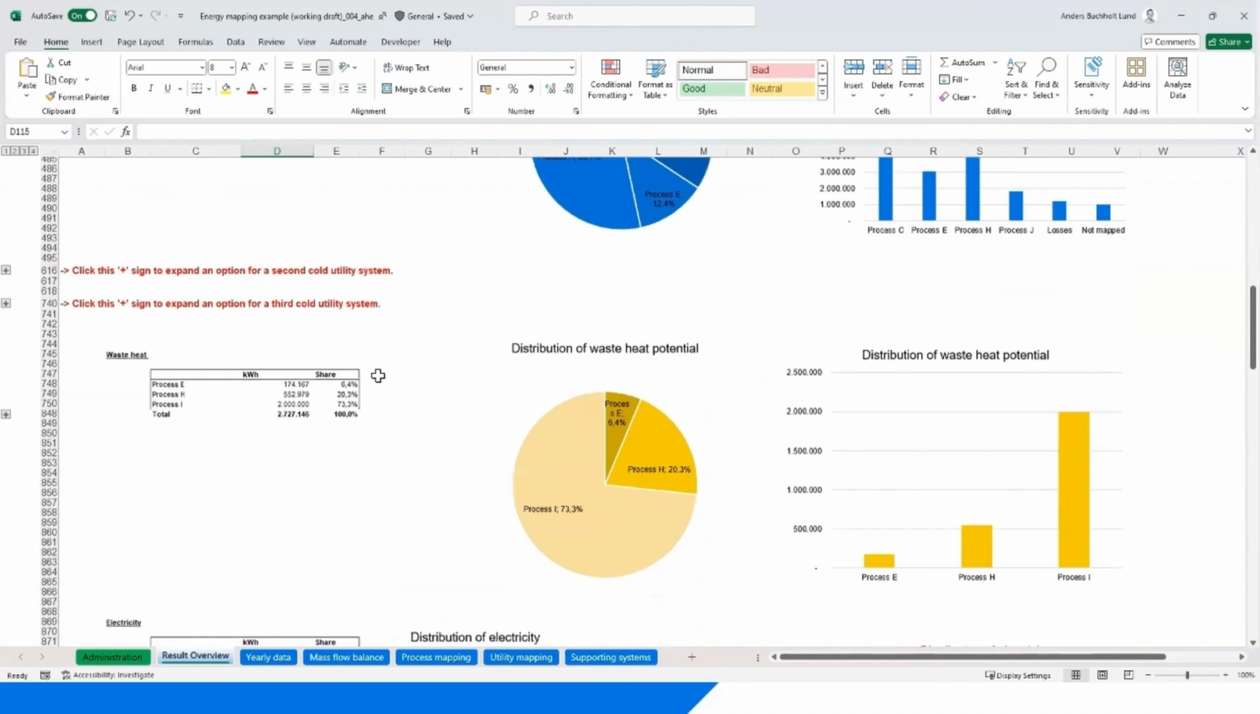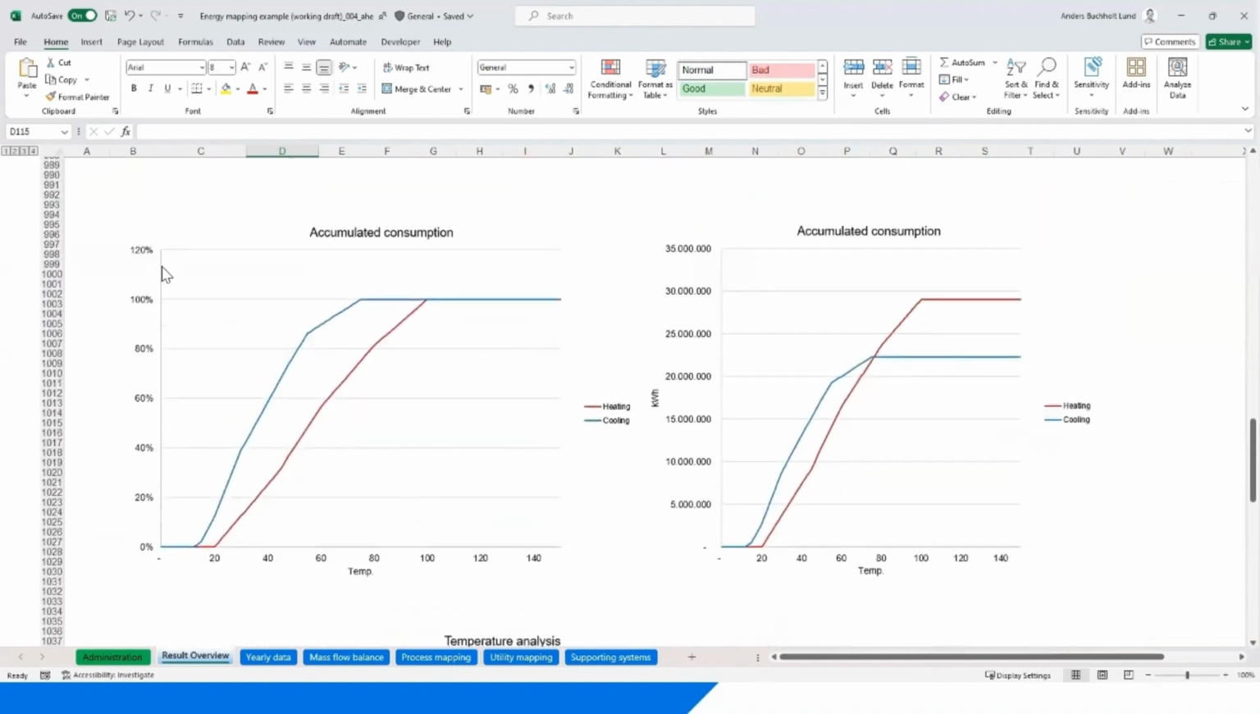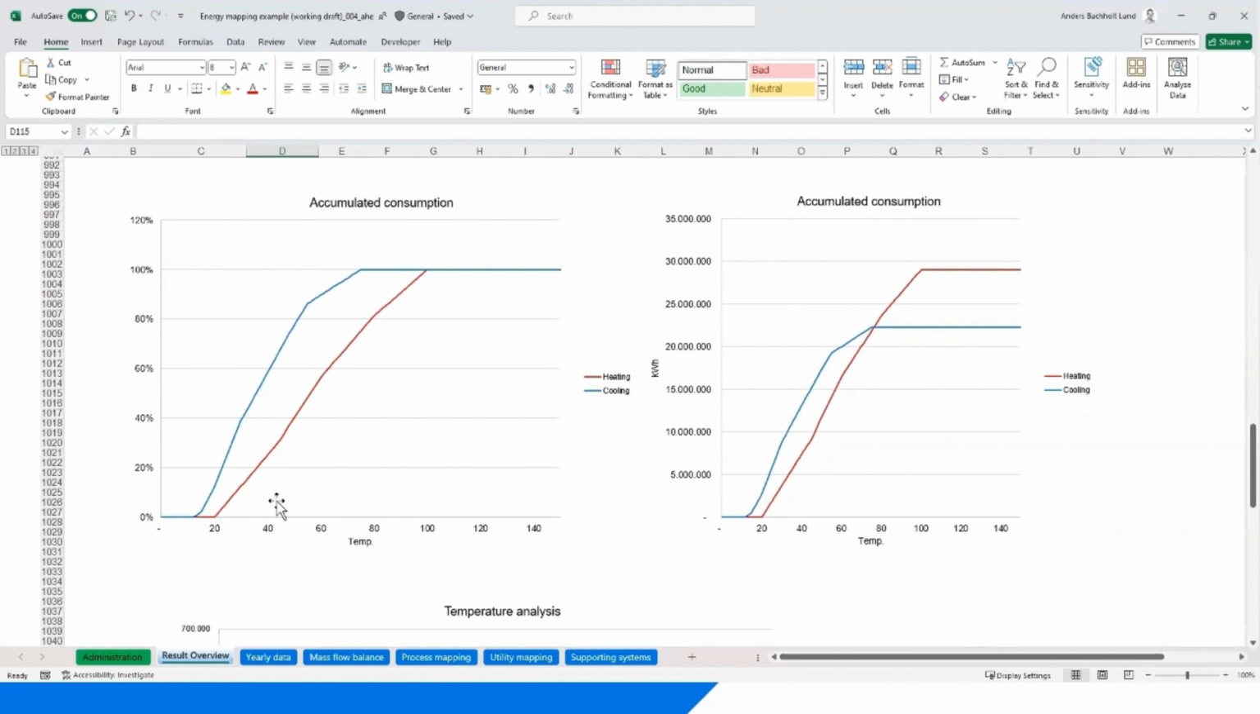In the bottom here, we have some different charts. Here it displays the accumulated consumption of heating and cooling with the temperature on the x-axis. And we can go into this graph, go into 80 degrees Celsius and see, wow, we're actually using 80% of all energy on site below 80 degrees. That might raise the question, are we using steam for processes that do not require steam? So could we use hot water instead, or could we implement a heat pump, or make any energy saving projects?